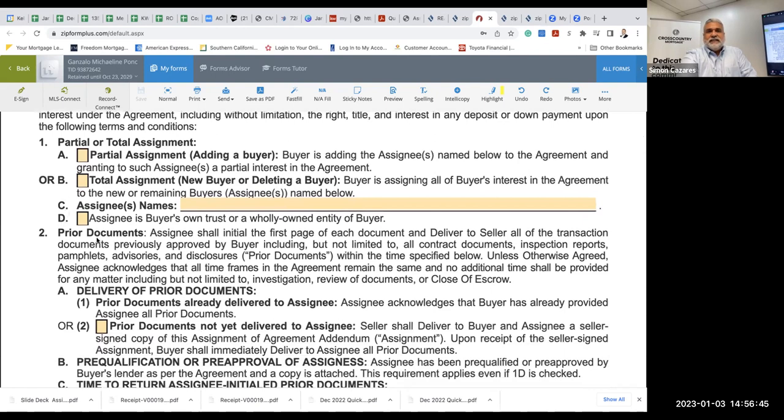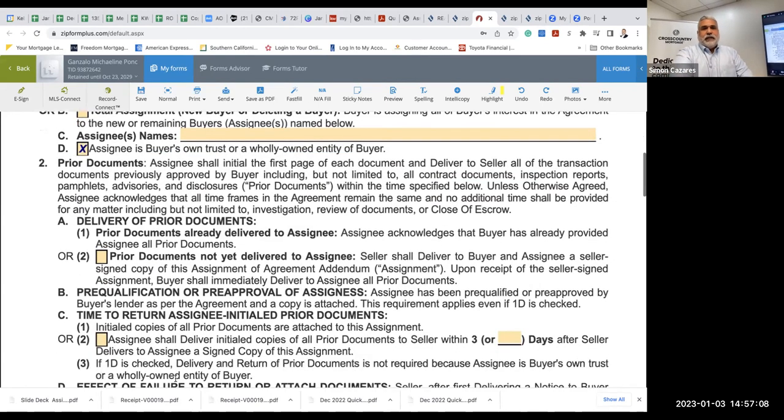And then section D, as in David, assigning to my buyer's own trust or own entity. Okay, so if it's a trust that you're putting it on, then you're going to check that, and that's going to tell the seller and the listing agent that it is your personal corporation, S Corp, C Corp, LLC, or my own personal trust. Okay. Then it goes into delivery of prior documents, right? Prior documents already delivered to assigning.